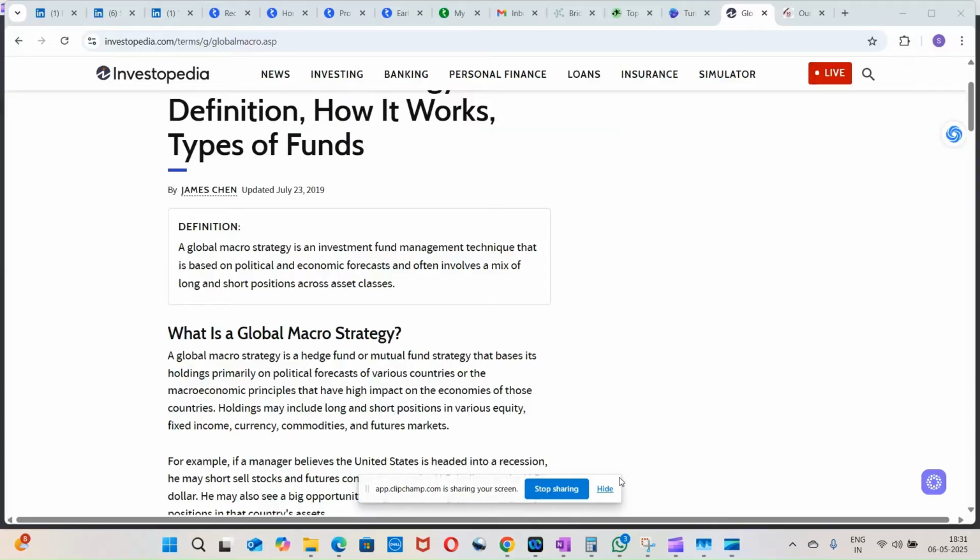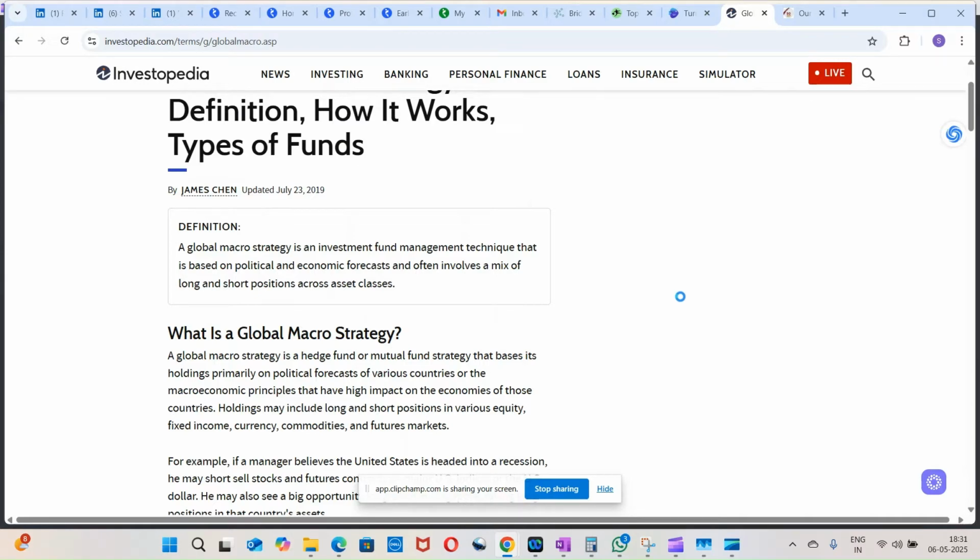Today we are going to discuss hedge funds and the different types of hedge funds. For our discussion today, we will be focusing on the global macro hedge fund and going into detail on what a global macro hedge fund is. So, what is a hedge fund?